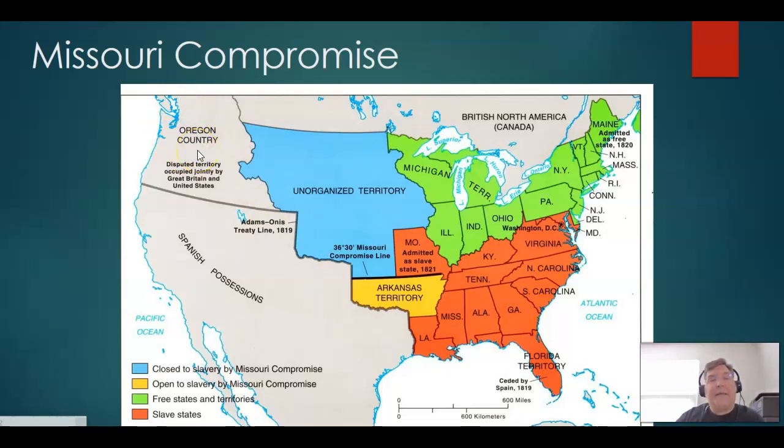Oregon, we get as a treaty with Britain. They thought we were going to actually have a third war with Britain. There were those who wanted to go to war over this territory. Britain and America just decide we're going to have a treaty, continue this line right here, and America gets this and Britain gets that.